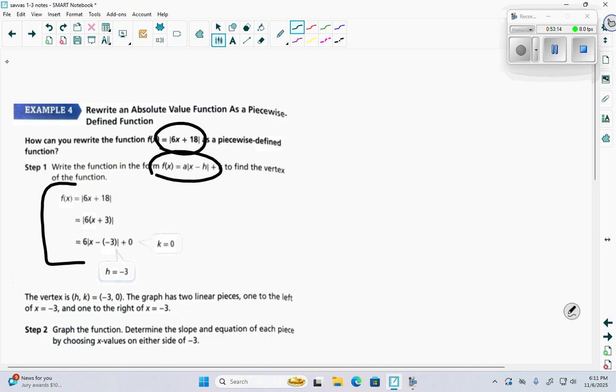All right, so reading what we got here, it says, how can you rewrite the function f of x equals the absolute value of 6x plus 18 as a piecewise defined function? So it says write the function, they want us to break it apart. So they're showing us that you can break this apart by taking out a common factor. So I can divide a 6 out of both of those numbers. So that's what they're showing right there, dividing 6, and then you write what's left. If I divide a 6 out of 6, there's an x left. If I divide a 6 out of 18, there's a 3 left.